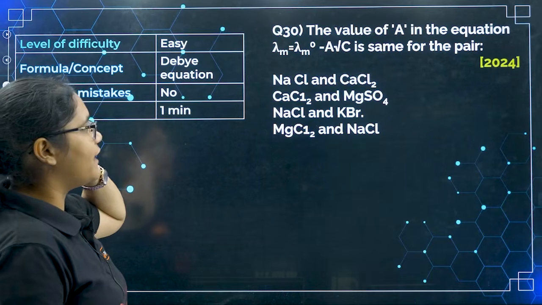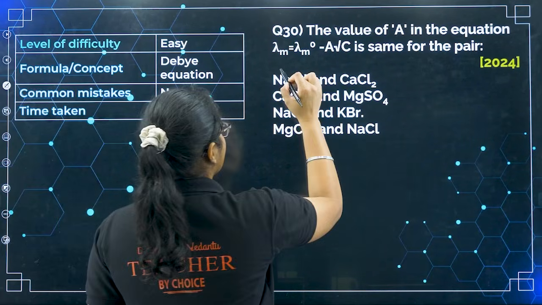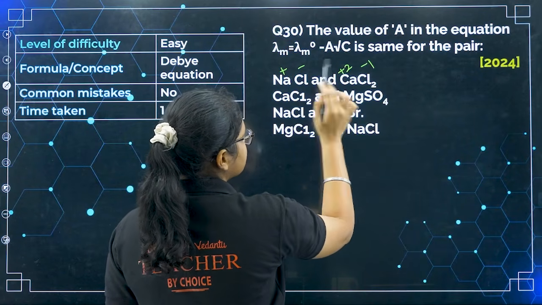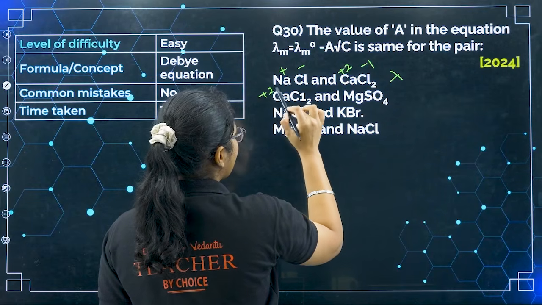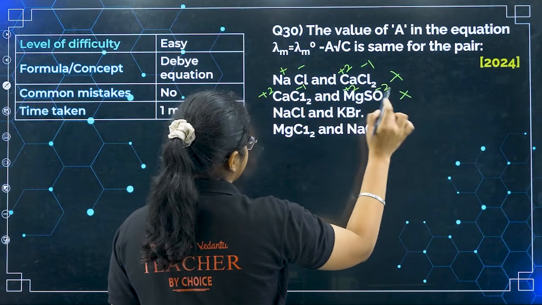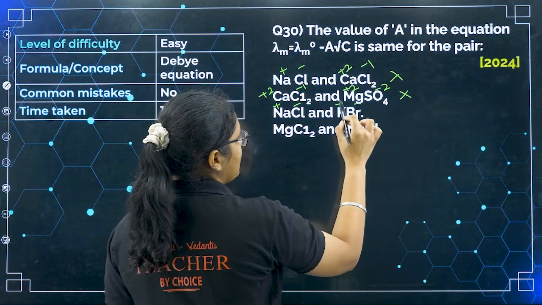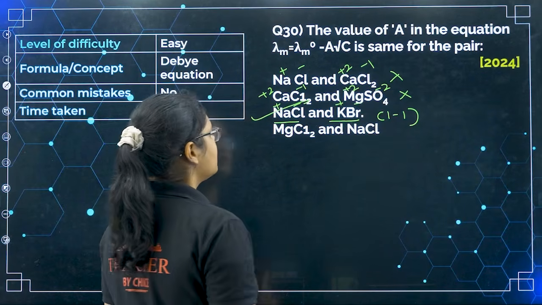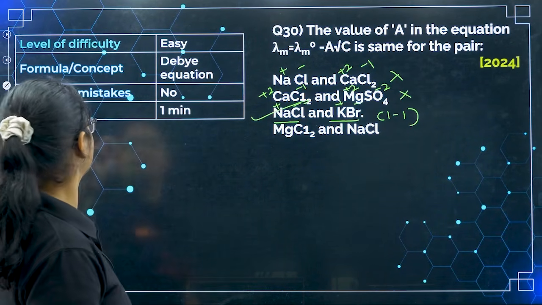Next, we have the value of A in the equation is same for the pair. Again, a similar question. Here it is plus 1 minus 1. Here it is plus 2 minus 1. So these are not the same. Here if you see Ca is plus 2, chlorine is minus 1. Mg is plus 2, sulfate is minus 2. So this is also not correct. Here I have plus 1 minus 1 and plus 1 and minus 1. So yes, these both are 1,1 type, so they have the same A value. So option number C here.